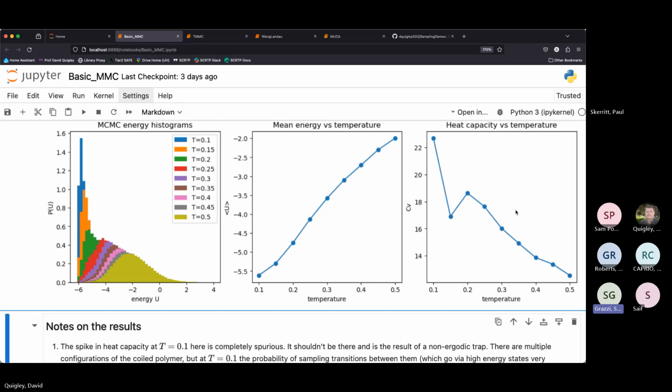Because the variance of this is larger than the variance of that. If I'd filled in the gaps and sampled everything properly, then that variance would be smaller than if I don't have the ones in the middle. And the heat capacity is the variance in the energy to within a factor of 1 over temperature squared.